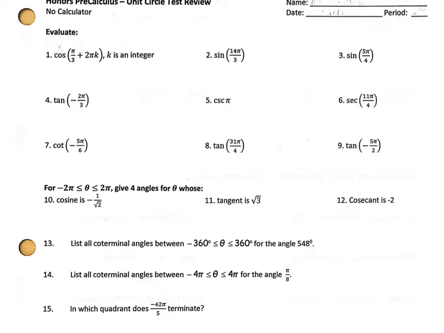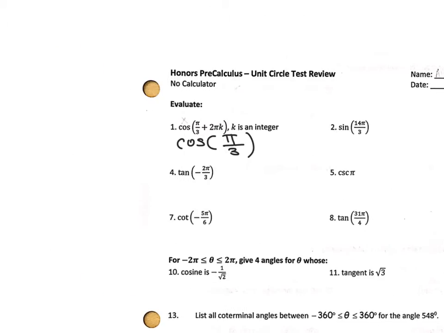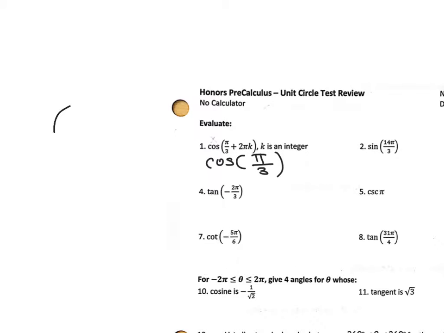What's the cosine of pi over 3 plus 2 pi k? Since the period of a cosine is 2 pi, whether I'm adding 2k pi or not, this is the same answer as the cosine of pi over 3. Now remember, you can always draw the unit circle, and the pi over 3 is going to be over here. So the cosine of pi over 3 is going to be 1/2.